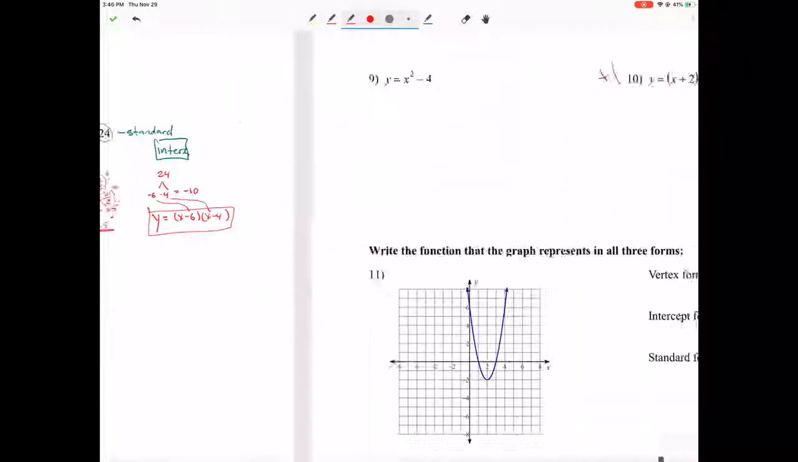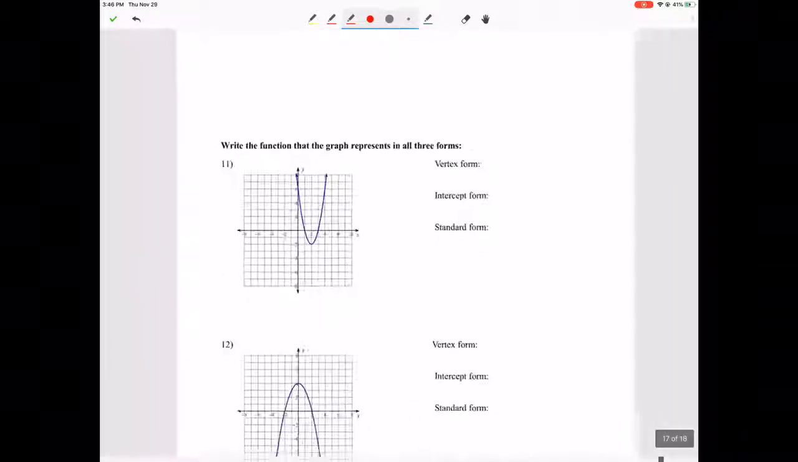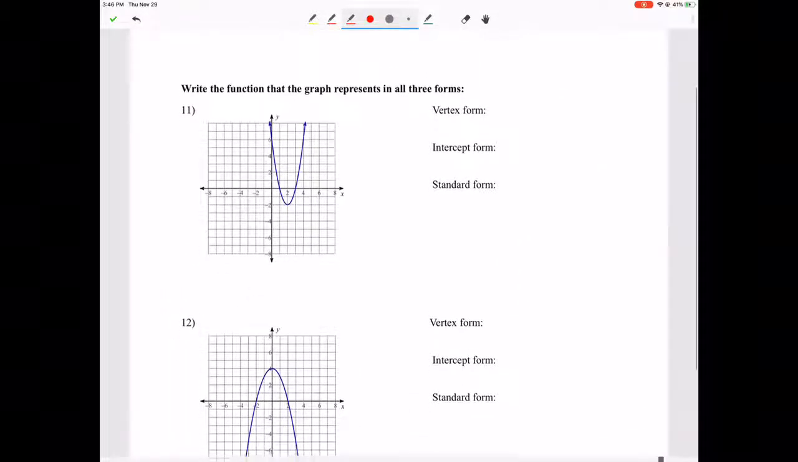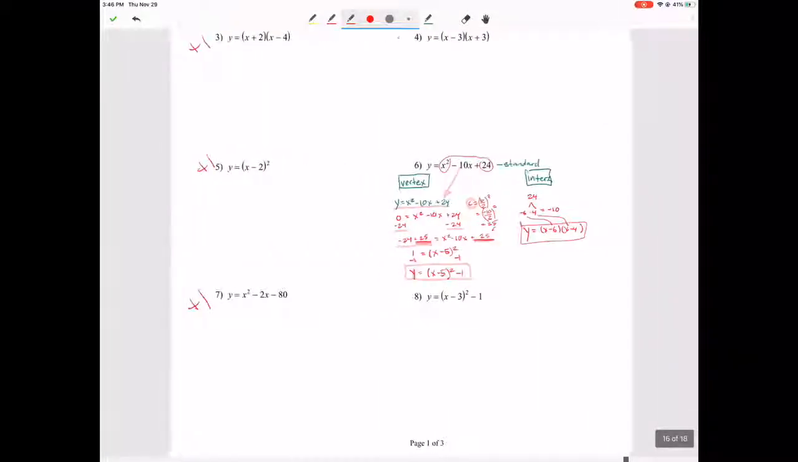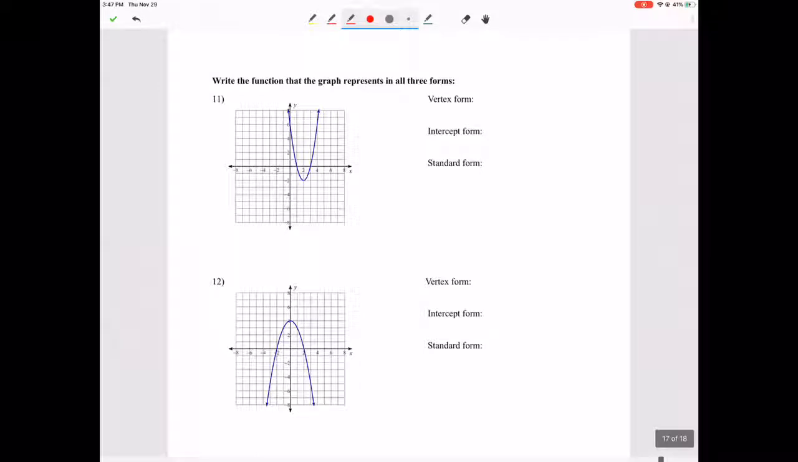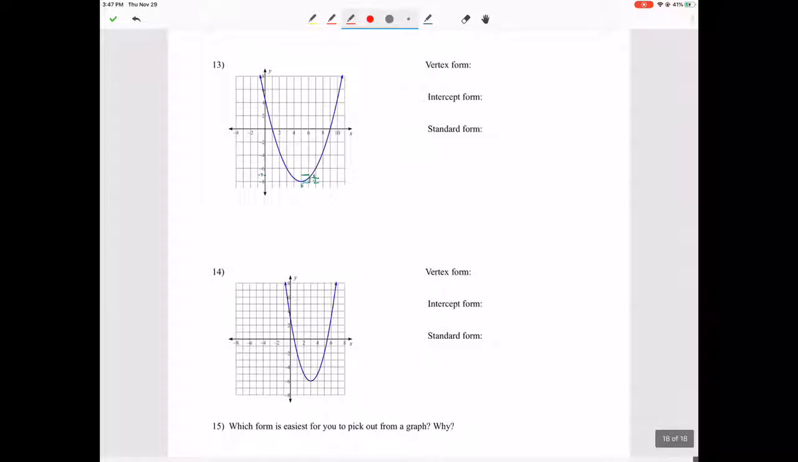Okay? And then these are exactly the same as what we did in our notes. Okay? Vertex form, intercept form, and standard form. And as you notice, all of the graphs, the vertex and the axis of symmetry and the y-intercepts are all in good spots.